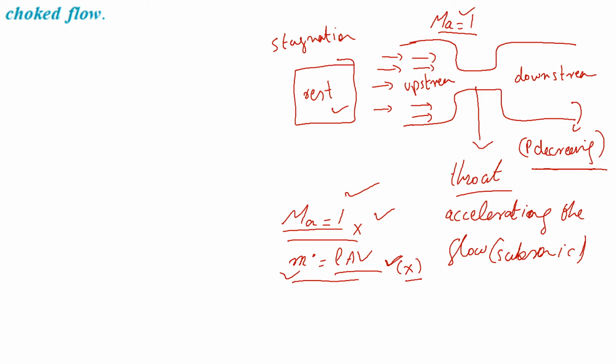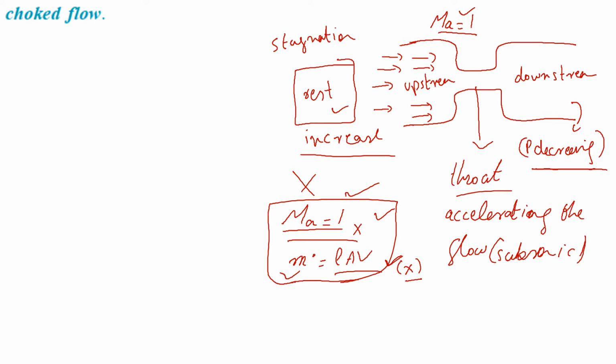So the only way we can break free from this choked flow is to increase the pressure here in the upstream. Increase the pressure here at the upstream. Then the mass flow rate will change, the Mach number will change, and the converging diverging nozzle will get out of this choking condition.